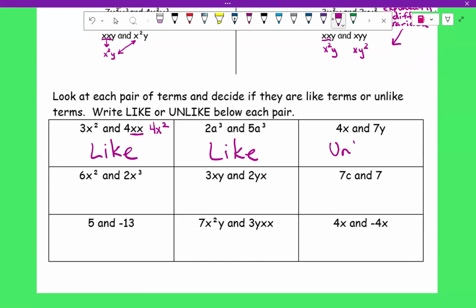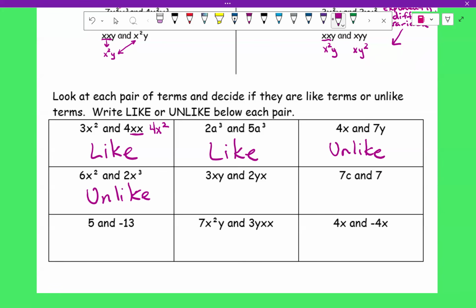Unlike, right? Because we have different variables. 6x squared and 2x cubed. Unlike as well. Good job. Different exponents.